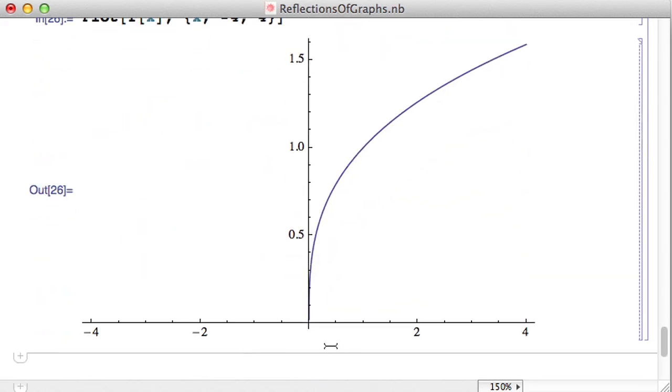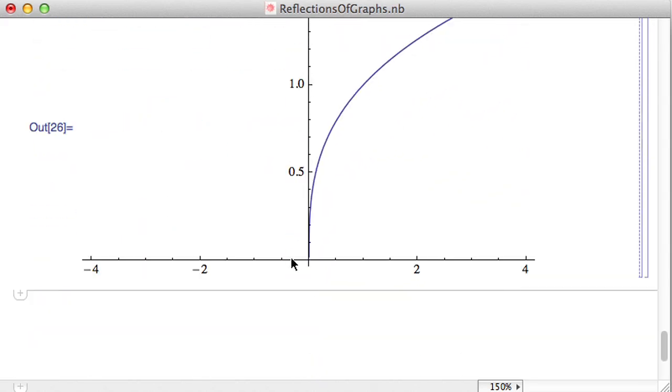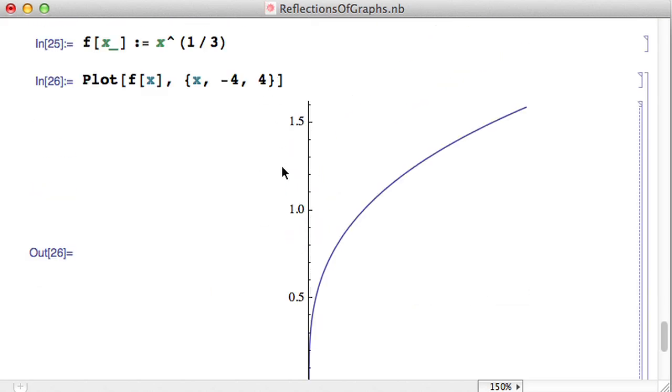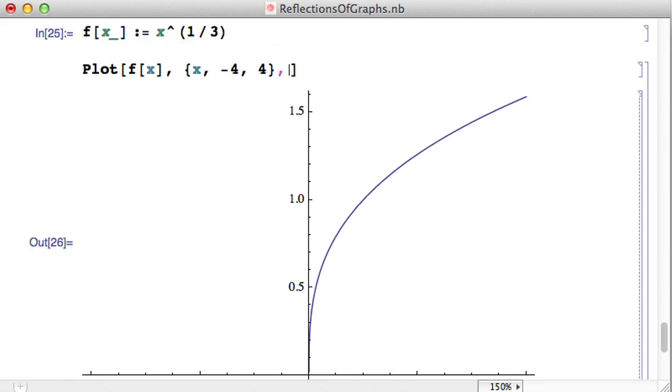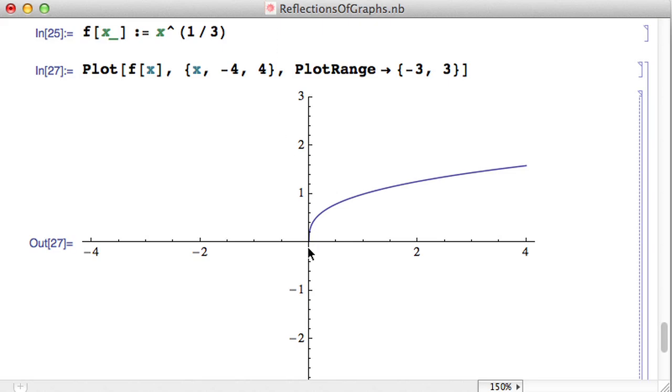And we see something very odd. There is nothing for the negative values of x. Maybe you see the plot range stops at 0, so maybe there's something wrong. So we'll just go plot range to show you that it really is a bad thing on Mathematica's part. Let's go from minus 3 to 3. And we see that there are no values below the x-axis.